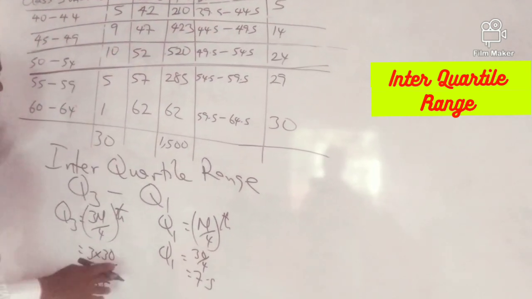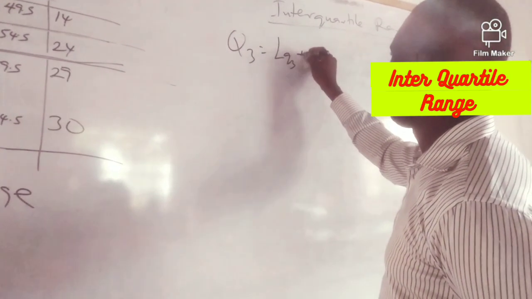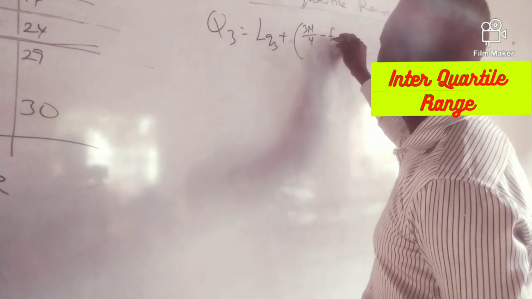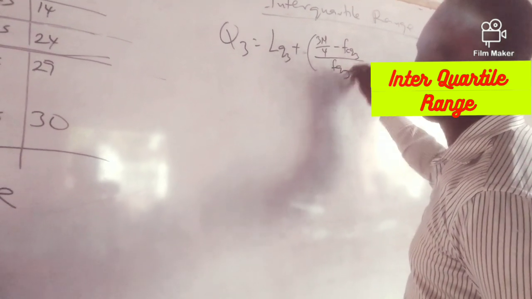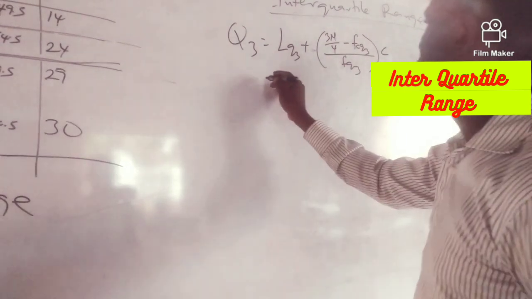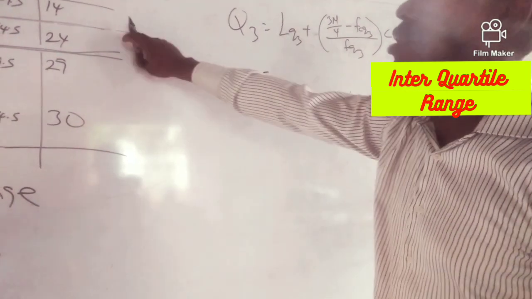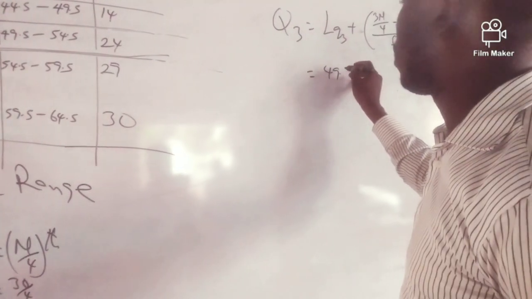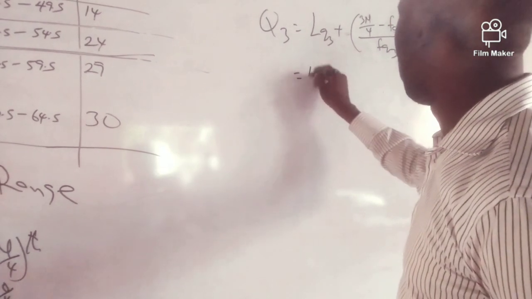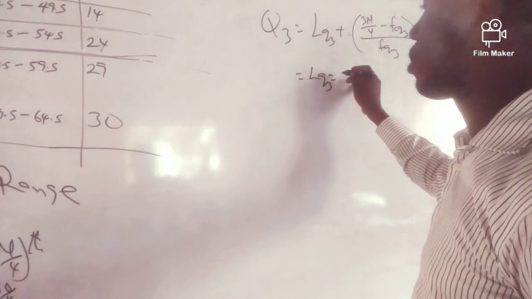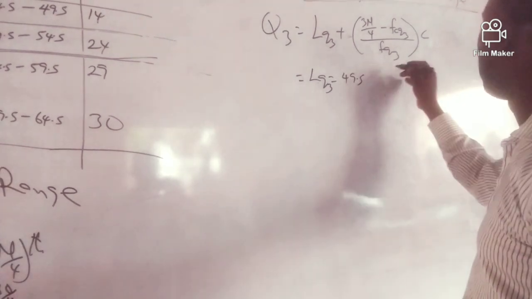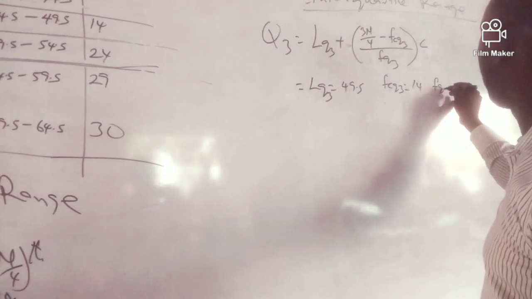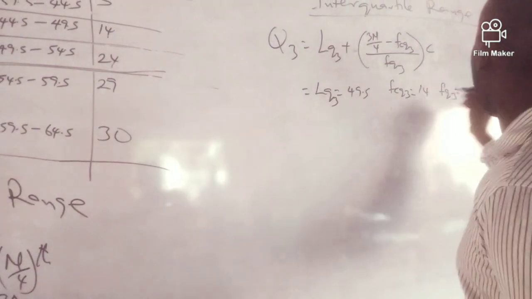So this is our lower quartile class. Q3 is L plus 3n over 4 minus FC over FQ3 times C. Let's list out first: the lower class boundary of the upper quartile class is 49.5. FC, the cumulative frequency before that class, is 14. And FQ3, the frequency of it, is 10.